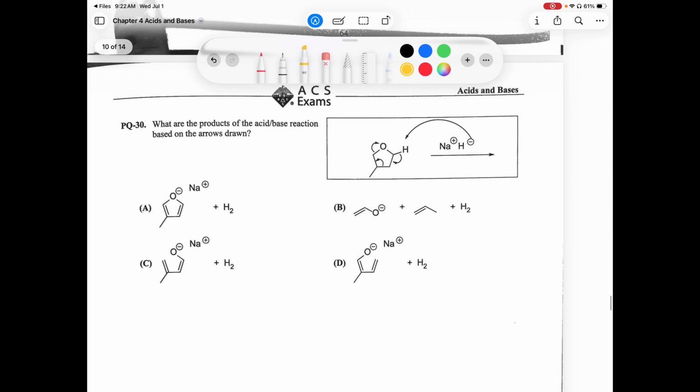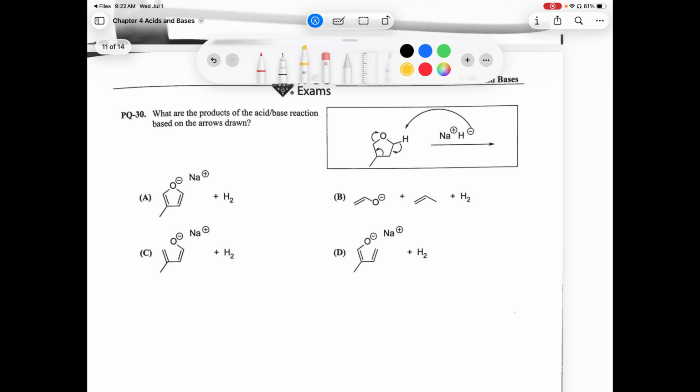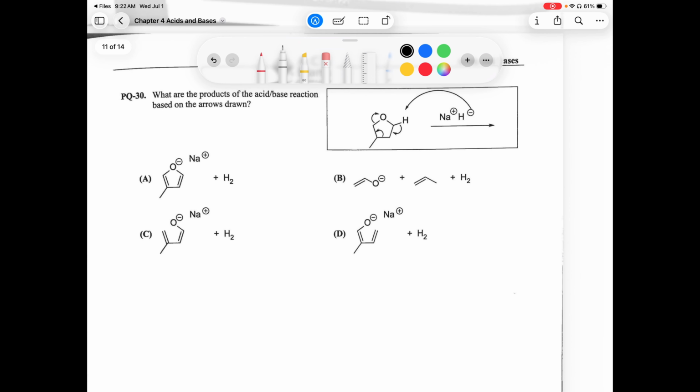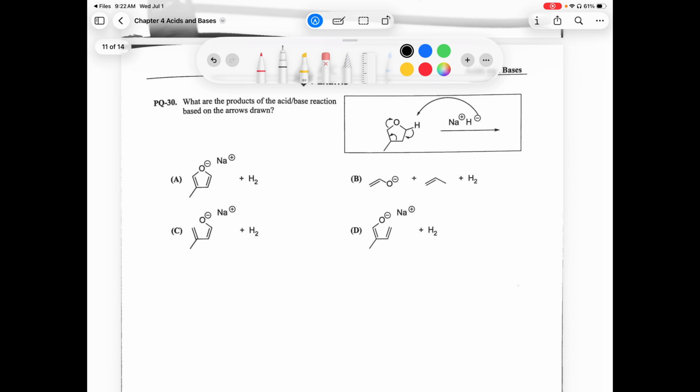All right. Let's take a look at the last one here. It says, what are the products of the acid-base reaction based on the curved arrows here? To figure this one out, I just decided to redraw it, because they kind of drew the products in a different orientation than they are in the starting material. I thought if I drew them and just kind of circled them, it might make things a little bit more manageable.